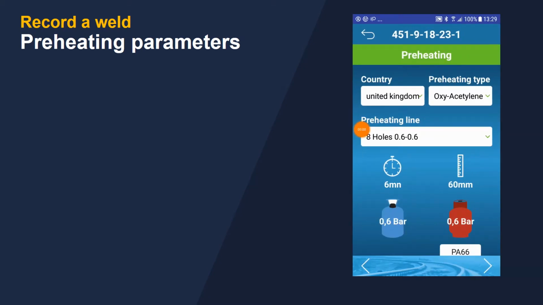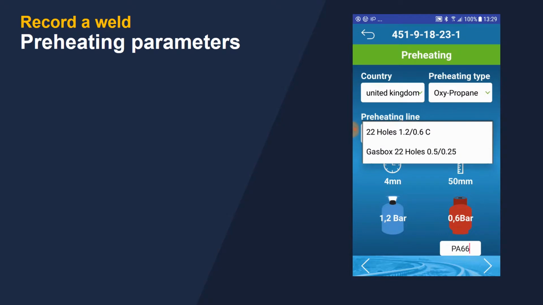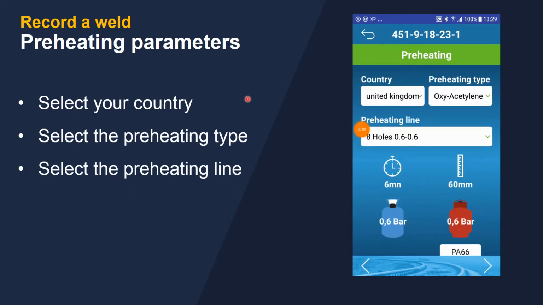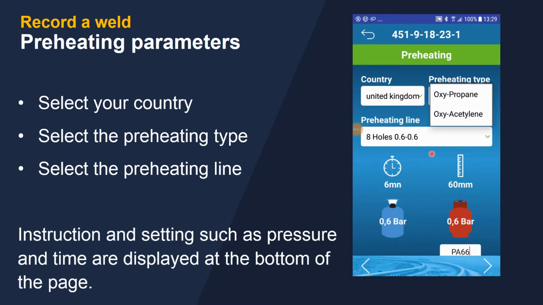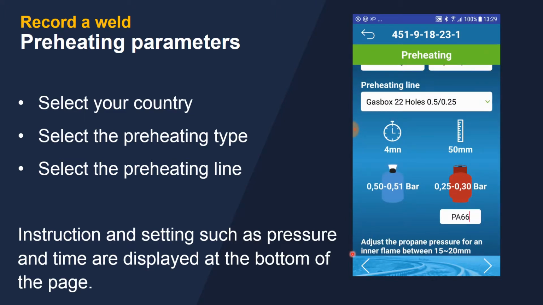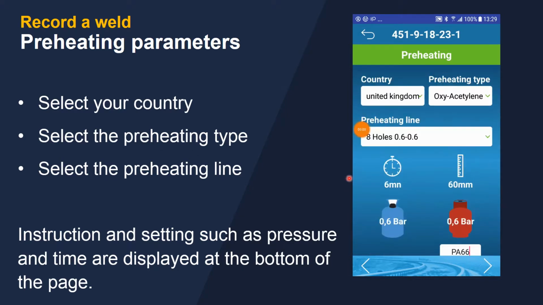After filling in the gap, you will be taken to the preheating page. This will allow you to choose your procedure. Make sure you select your country, the type of preheating, and finally the preheating line. Instructions and settings such as pressure and time are displayed at the bottom of the page. It will be useful when you weld less common processes such as head repair or wide gap.